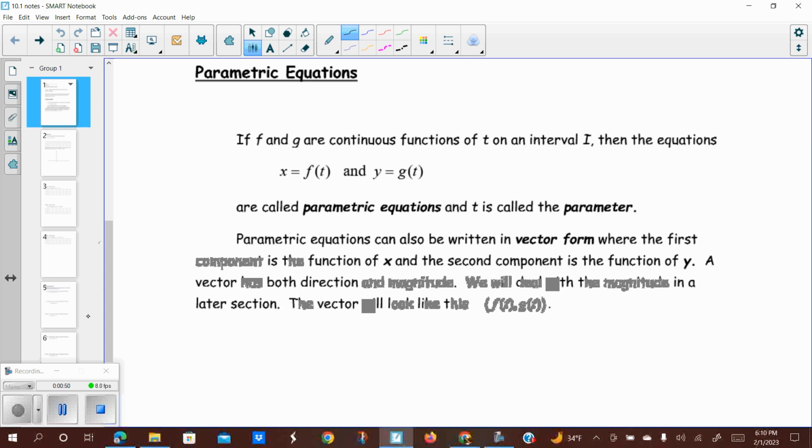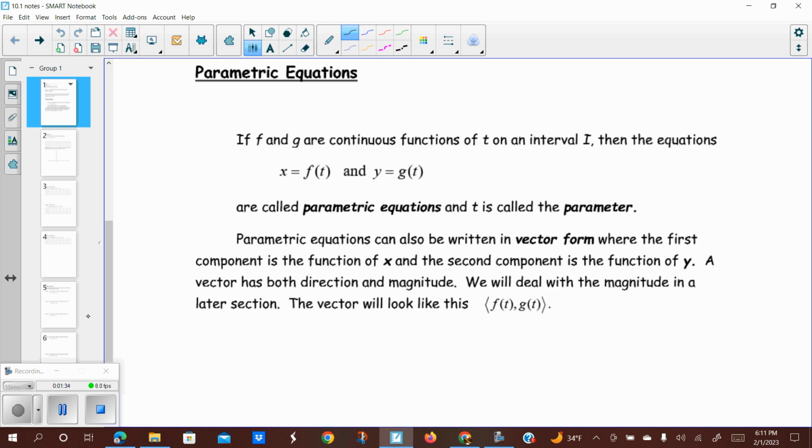So if you take a look here, parametric equations: if f and g are continuous functions of t on an interval I, then the equations x equals f of t and y equals g of t are called parametric equations, and t is called the parameter for the parametric equations. Basically, you have to look at it like this. t now becomes your independent variable. y and x both depend upon whatever you do with t. So x and y are now both dependent variables, and t is the independent variable. We've actually used parametric equations before, we just didn't necessarily call it that, but that's the general idea.